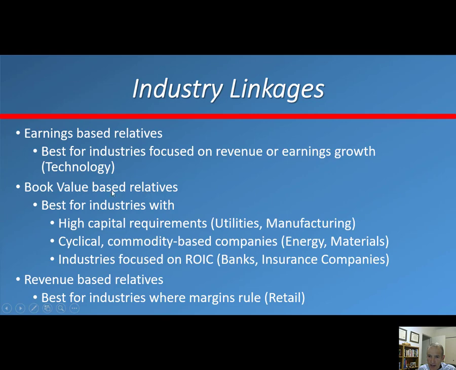Book value relatives, price to book, are really good for firms that have a lot of capital requirements. Utilities, manufacturing, if they've got a lot of property, plant, and equipment, price to book is the best ratio. It's really good for cyclical companies like energy and materials, so oil companies and steel companies. Price to book makes a lot of sense because commodity prices are pretty volatile. If you use price to earnings, a stock might look cheap just because oil prices are at their peak, or look expensive because oil prices are at their bottom. So if you use price to book, you spread that out to multiple years.